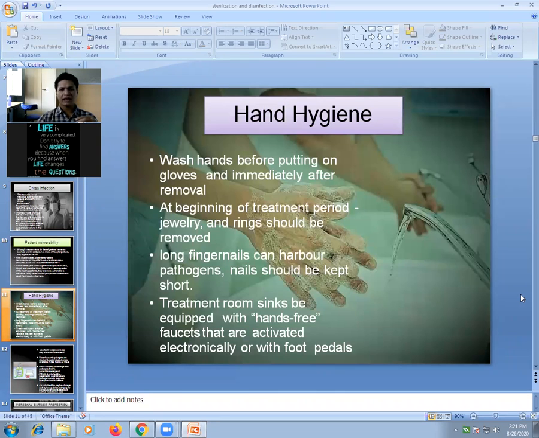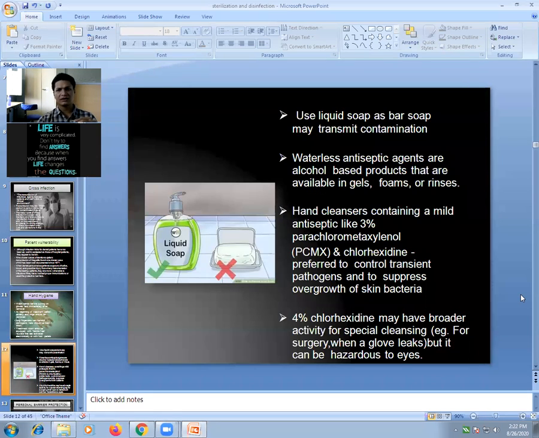The next thing is hand hygiene. In these recent pandemic times, we are very much conscious about hand hygiene. We have been reading about hand hygiene for so many years, and its importance has now been highlighted in these pandemic times. So wash hands before putting on gloves and immediately after removal. At the beginning of treatment, jewelry and drinks should be removed. Long fingernails can harbor pathogens and nails should be kept short. Treatment room sinks should be equipped with hands-free faucets that are activated electronically or by foot pedals. So hand hygiene is very important.